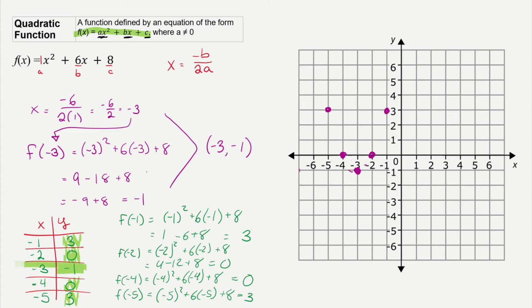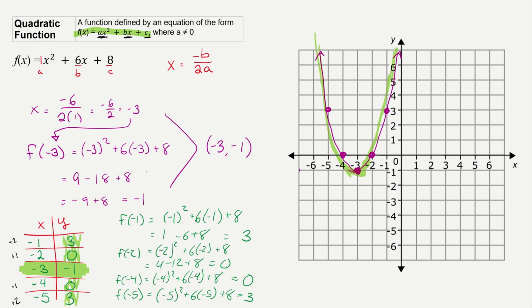That's what happens if you set up your XY table in this way, where you put the vertex in the middle, and then you add 1 to each x value, and then you add 2. So I create symmetry with my x values, and the y values have the same type of symmetry. And that allows me to choose those excellent x values so that when I plug it into the function to find my y's, it gives me points on either side of the vertex and allows me to correctly and accurately graph my parabola here.